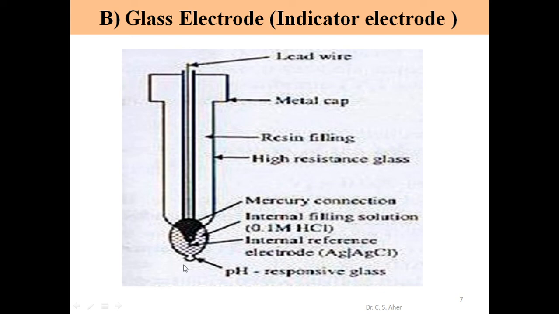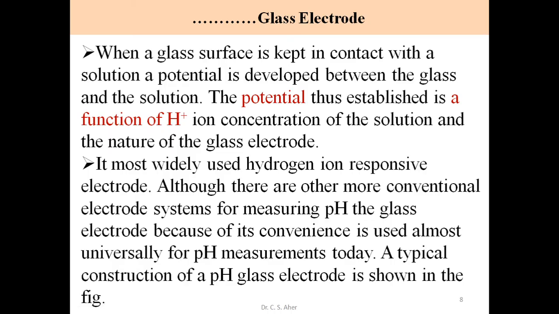So what is the working? See the next slide. When a glass surface is kept in contact with a solution, a potential is developed between the glass and the solution. This potential thus established is a function of the H plus ion concentration of the solution and the nature of the glass electrode. This EMF, this potential developed, depends upon the H plus ion concentration and the glass electrode type.